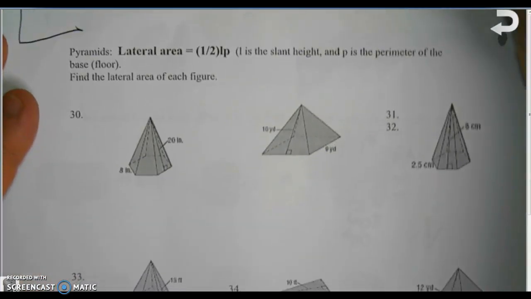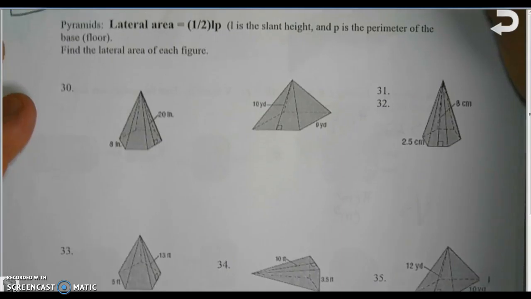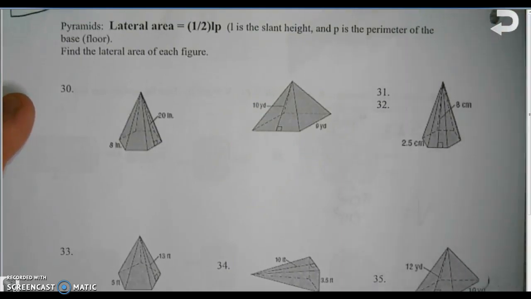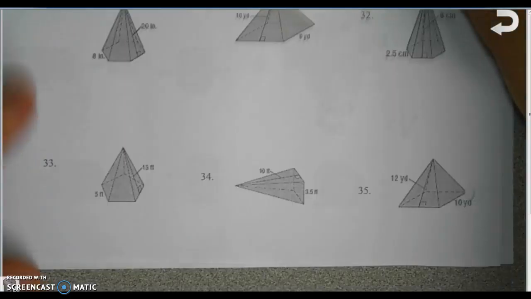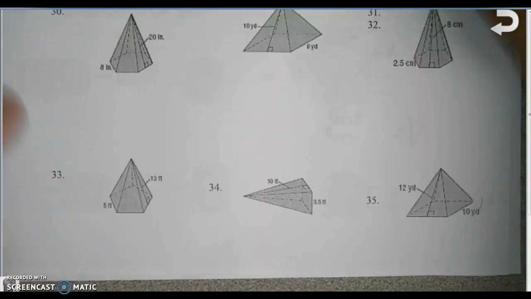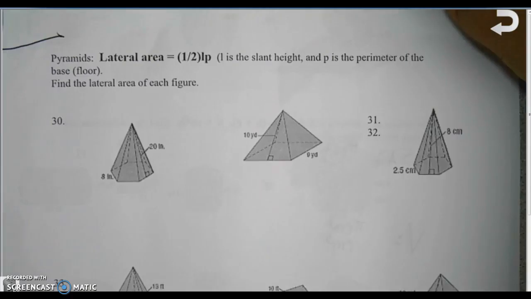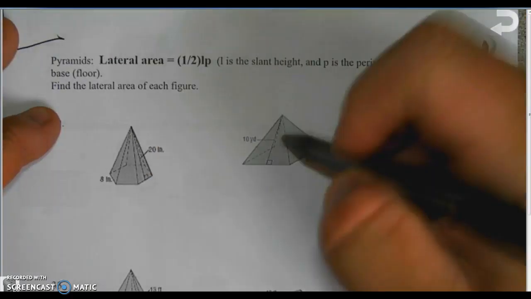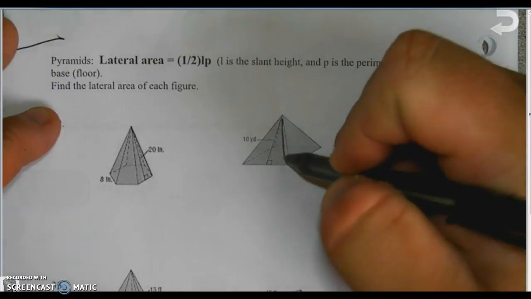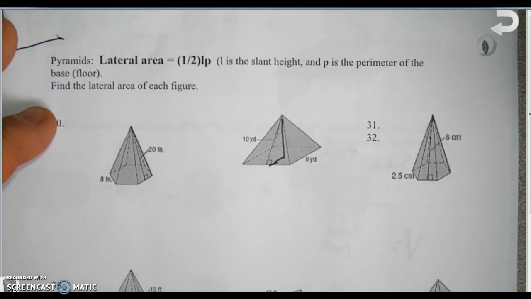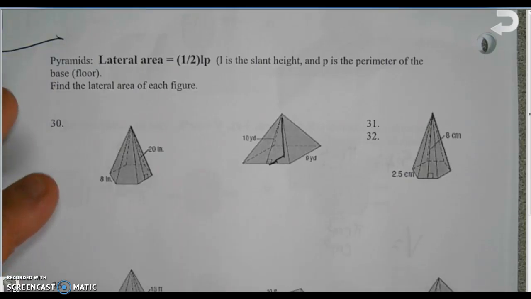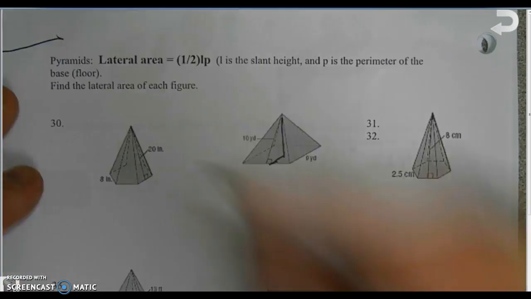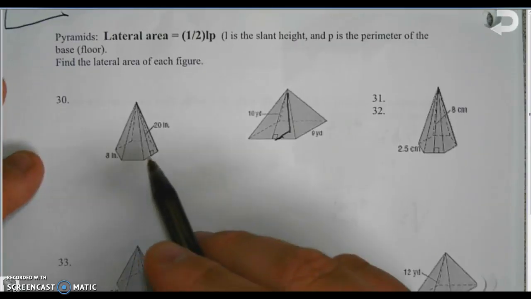Pyramids. Lateral area is half times L times P, where L is the slant height. This is important because you're not always going to have the slant height. In these 6 you do, but if you didn't have the slant height, remember that this is a right triangle, and you could do some things to help you find the slant height and the regular height of the pyramid.